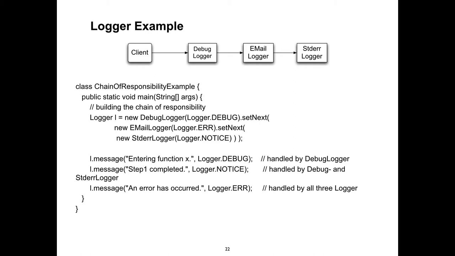Through the file system. And then we can start just chaining together. You want just one, then okay, just go to the file. You want to go to standard out and the file, we can combine them together, right?